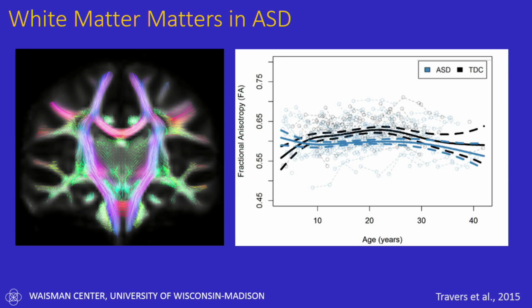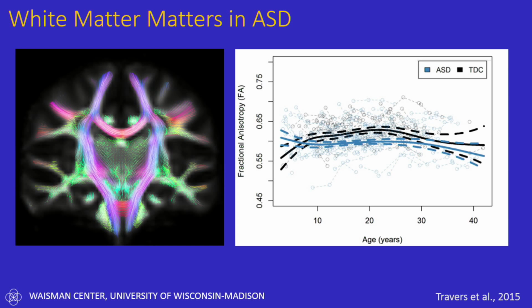This has been spearheaded by a 15-year longitudinal study started by Dr. Andy Alexander and Janet Lainhart, following individuals across the lifespan with autism spectrum disorder, as well as typically developing controls. And what we find is that across that lifespan, we do see developmental differences with some of these different imaging measures.